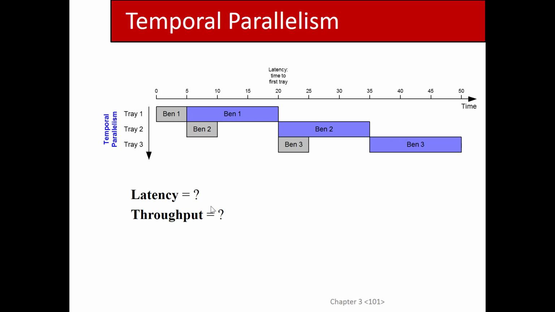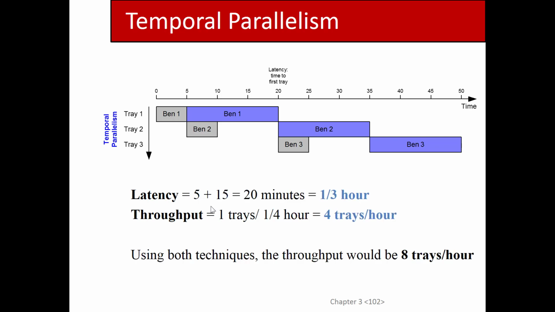So tray 1 starts at time 0. Tray 2 starts at time 5 because it's 5 minutes to do the rolling. And then part of the baking process would happen at the same time as the rolling process. The problem is that they don't both take the same amount of time. So you're still going to have some time where the roller doesn't have anything to do, where you lose utilization. So in this case, your latency, once again, doesn't change, but your throughput does change, because now you can get one tray in every fourth of an hour.